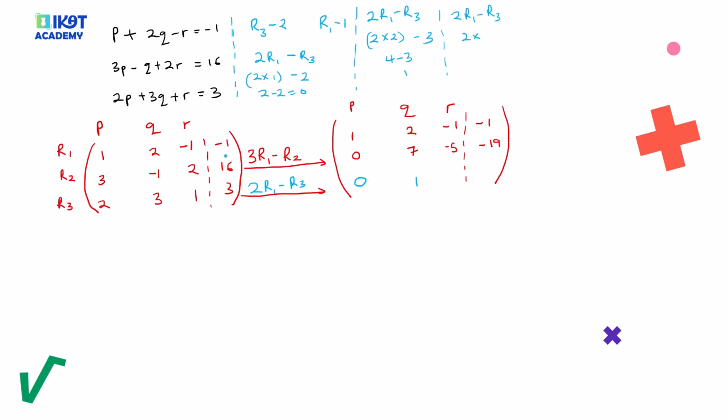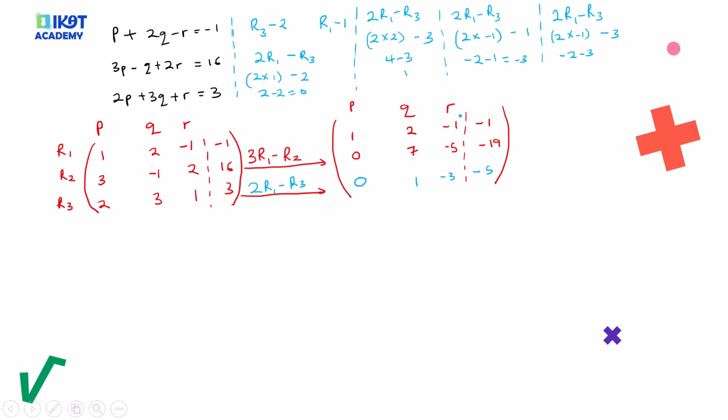2 times R1 here is negative 1 minus R3, 1. This is negative 2 minus 1, which equals negative 3. Here you have negative 3. Then we say 2R1 minus R3: 2 times negative 1, this negative 1, minus this 3. So this is negative 2 minus 3. Here I have negative 5. So we now see this is the second step.